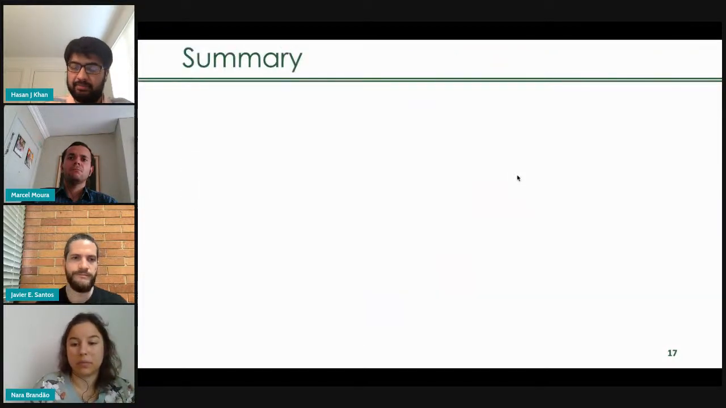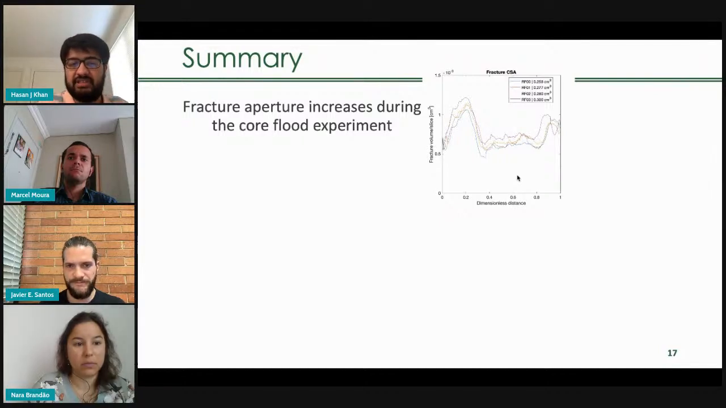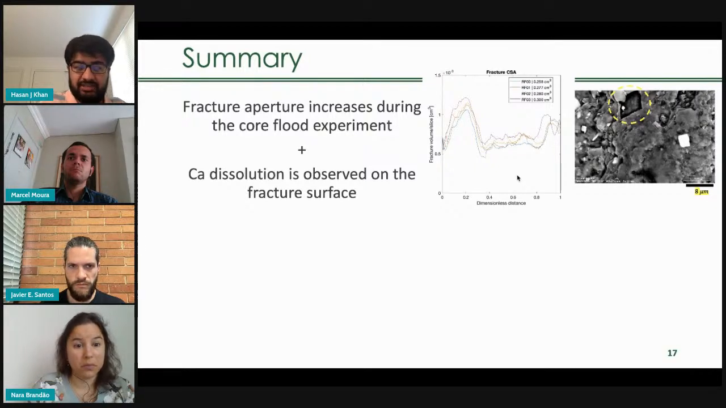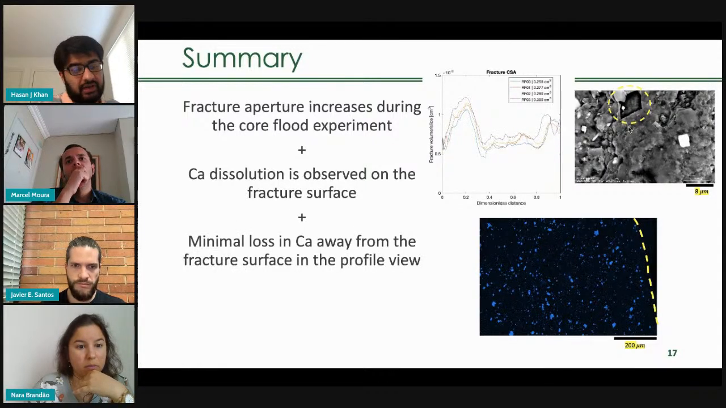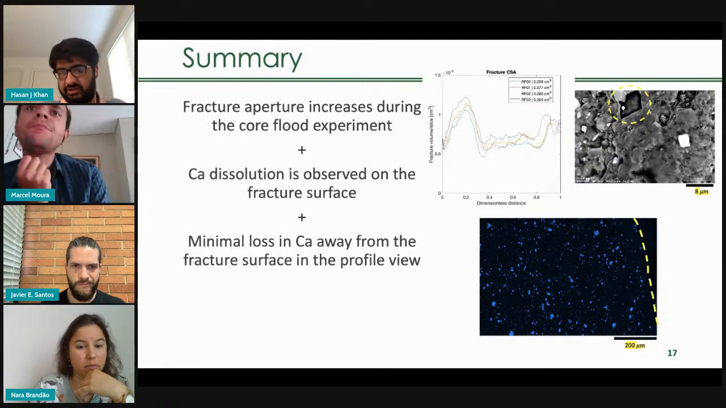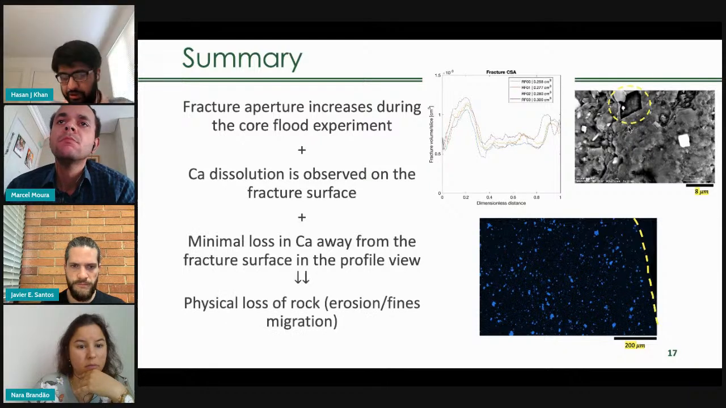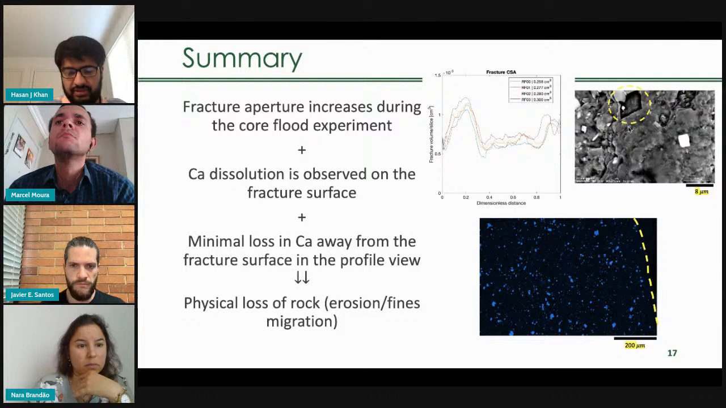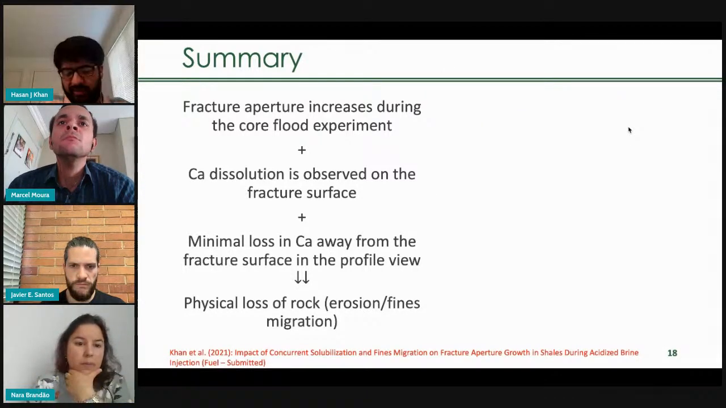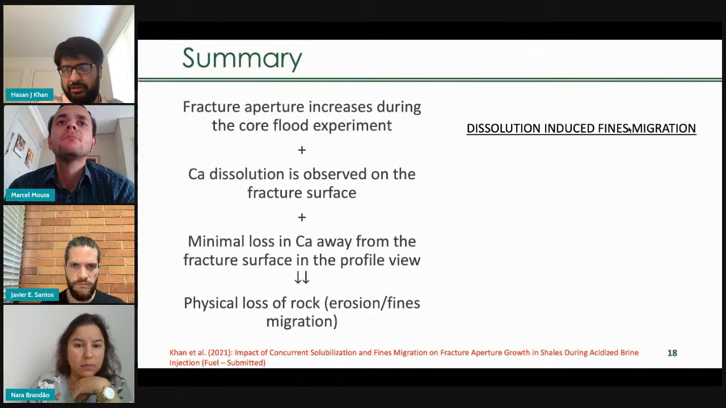So combining the results that we have seen, we see three major results. Firstly, the fracture aperture increases during the core flood experiment by as much as 16%. Secondly, we see evidence of calcium dissolution on the fracture surface based on the elemental maps, as well as examples of dissolution patterns, such as a dolomite rhomb being completely dissolved. And thirdly, when we look at the profile phase, we see that there is a minimal loss of calcium away from the fracture surface. When we combine all of these, it points to a physical loss of rock, which means that we are eroding fines from the surface, or removing rock from the surface. We propose a mechanism via which this is happening. This mechanism is dissolution-induced fines migration.